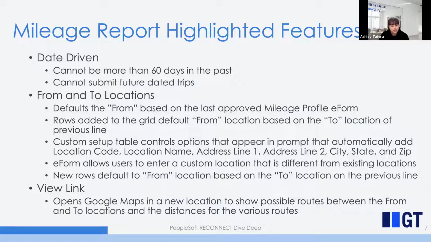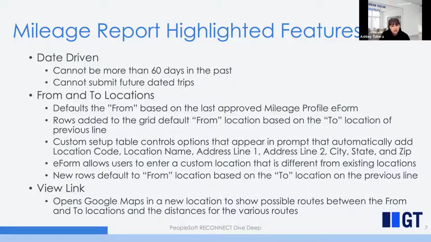And then if they were adding additional rows, whether they manually added it or they used that copy from feature, well, actually copy from is slightly different. So if they manually added a row, whatever the to location was on the previous line, we then carried down to the from location. So again, really trying to help minimize the amount of clicks for those employees that had lots and lots of rows every single month. So how would they enter those locations?